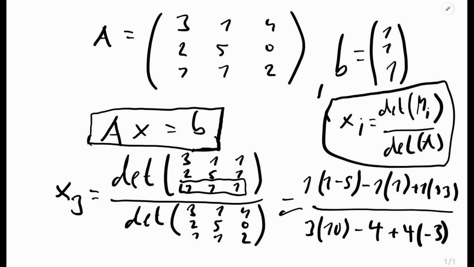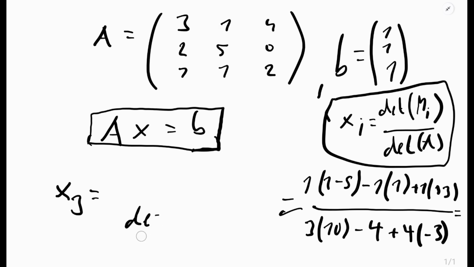So this number, whatever it turns out to be, well, we don't have much space on the screen now. I'll have to delete this. So let's just take care of this number. So it's minus 4, minus 1, plus 13, which is 8, over, and this is 30, minus 4, minus 12. So it's 14. So this can be further divided by 2, 4 over 7. So the third component of x, according to this, should be 4 over 7.